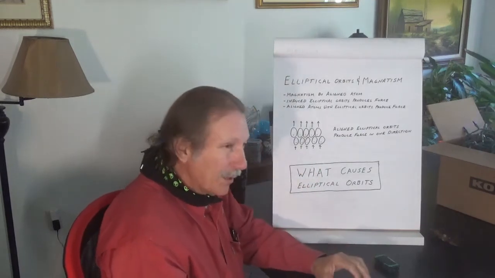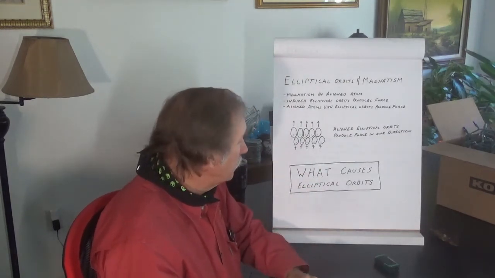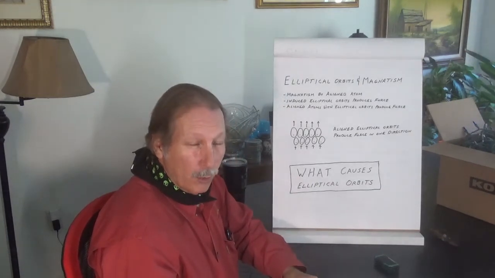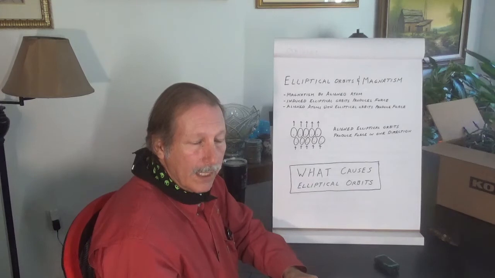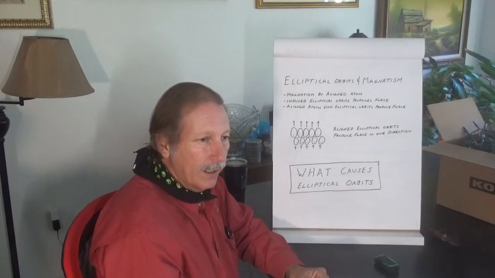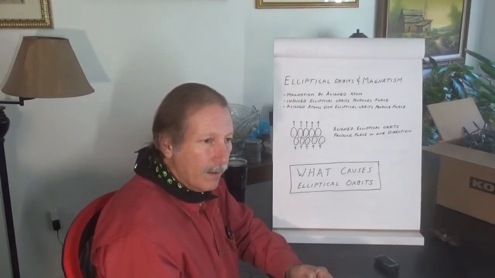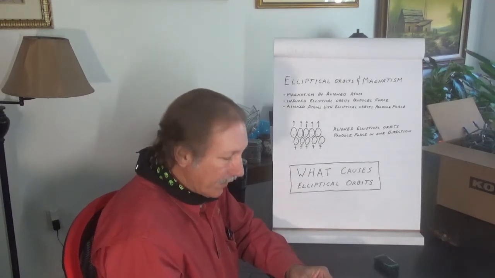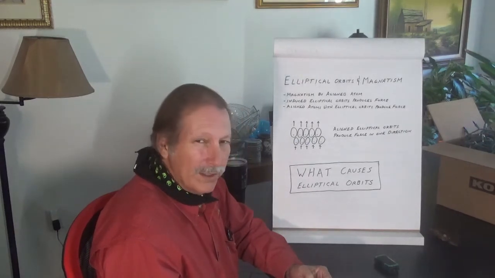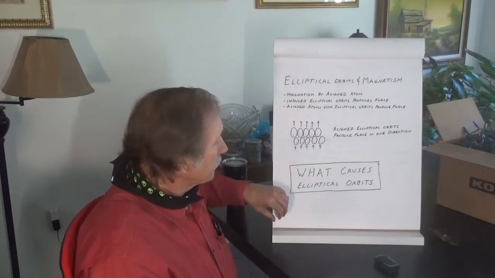So I spent a lot of time on my next question, and that is, what could be causing elliptical orbits? And how could that fit into our atomic observations and also our astronomical observations as to what we see in the data?